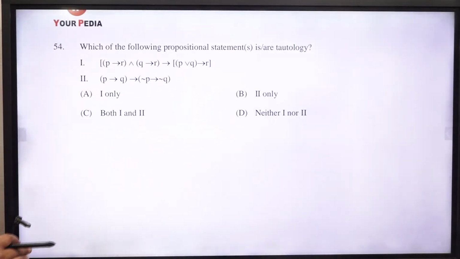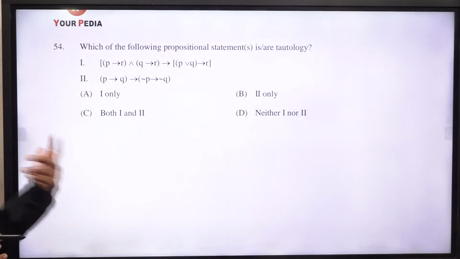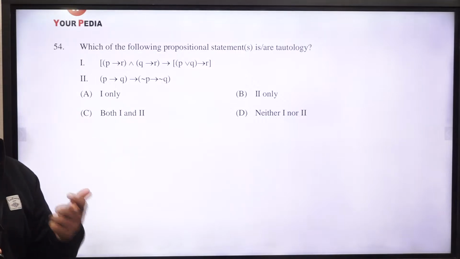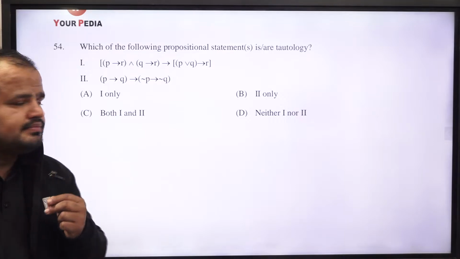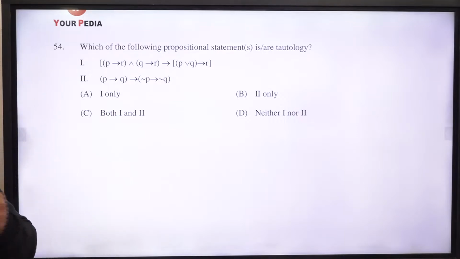Which of the following propositional statement is or are tautology? Very good problem. Tell me which of the following are tautology. Do it fast. Yes, C is the right answer. Professor Siddhant, Pawan, Nisu, Akash, Rishabh. Very good. Shruti, very good. Very good, my dear students. Do it fast. Which of the following propositional statement is tautology?